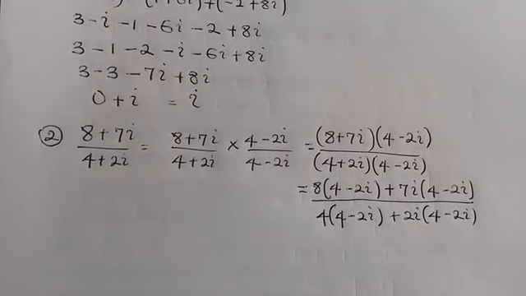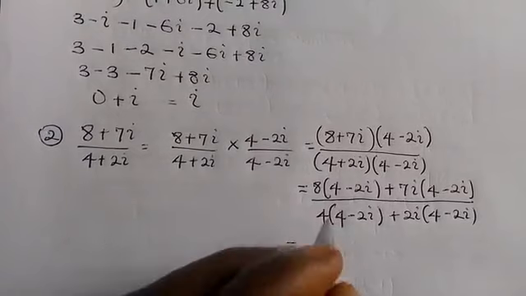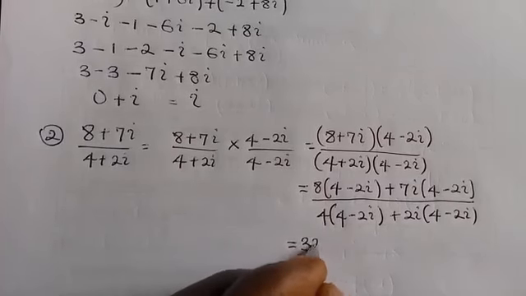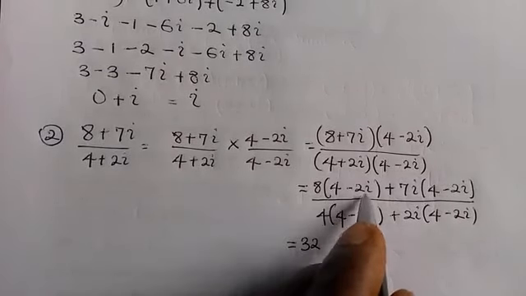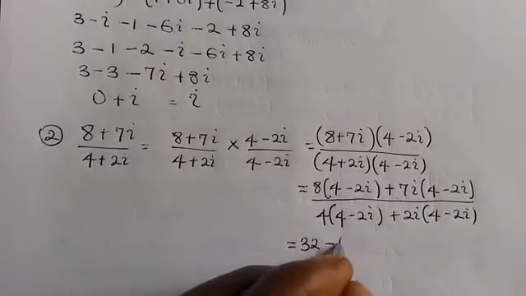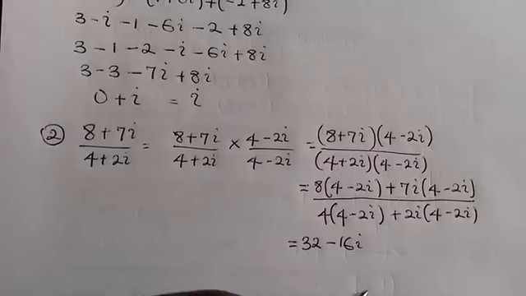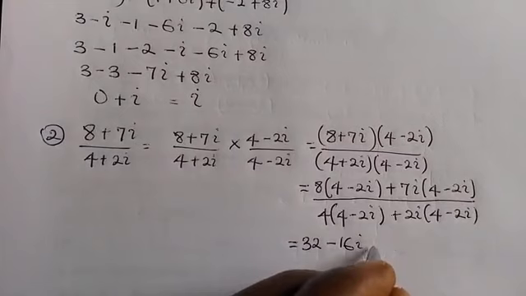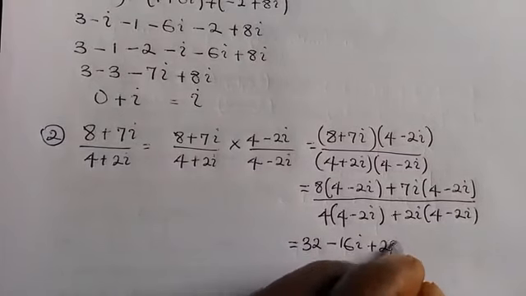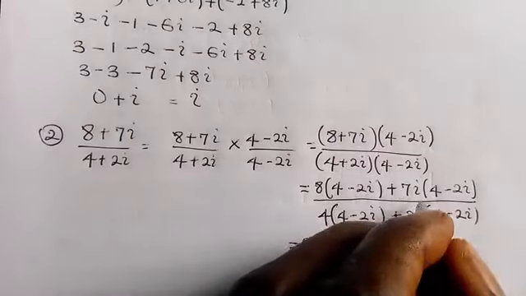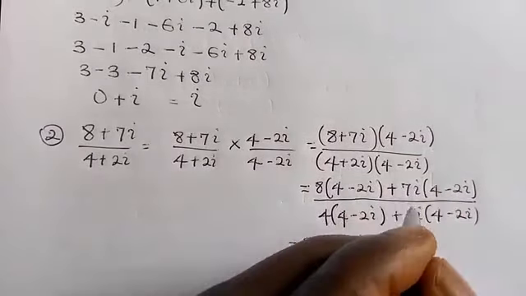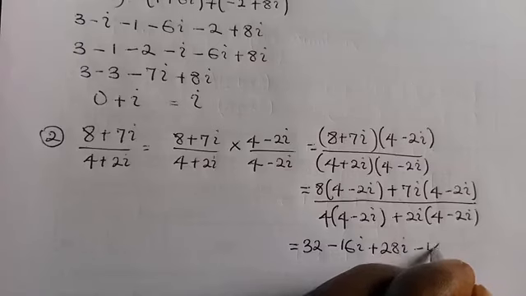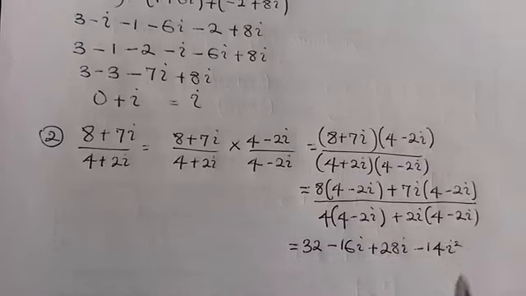With this, we are going to have 8 multiplying 4 giving us 32. 8 will multiply minus 2i to give us minus 16i. 7i multiplied by 4 will give us 28i. Then 7i will multiply minus 2i to give us minus 14i squared.